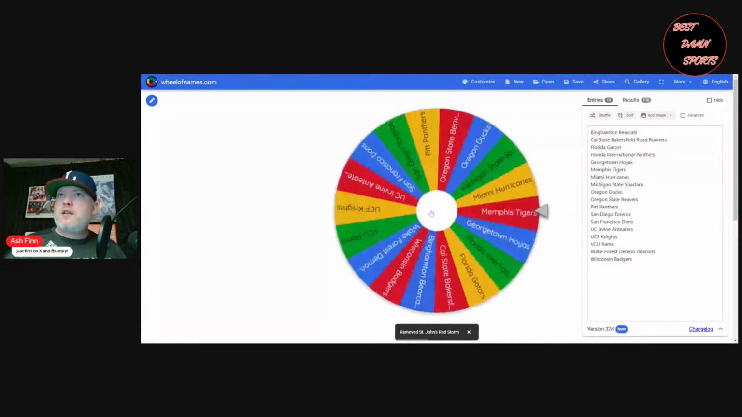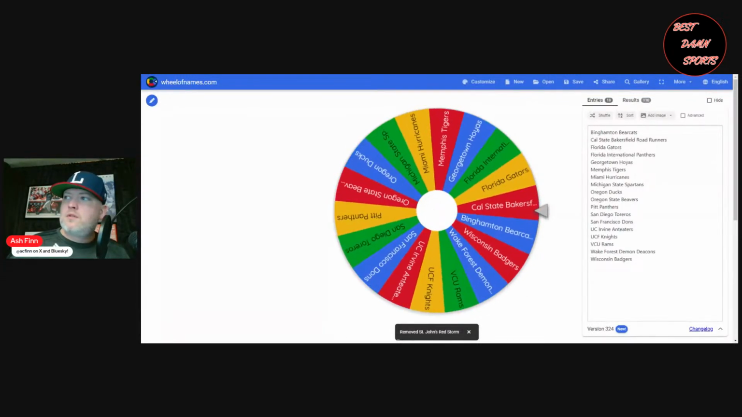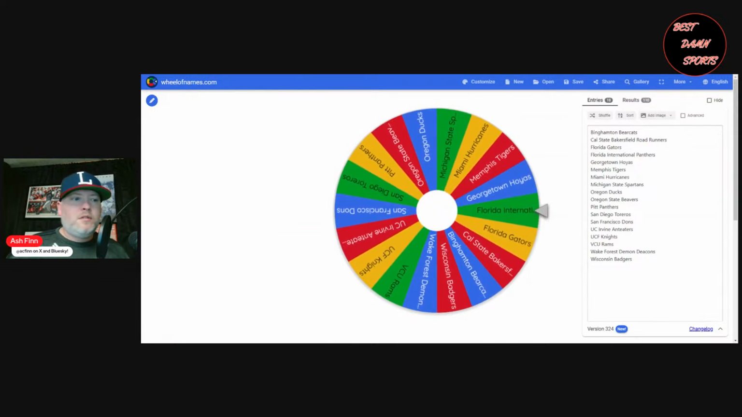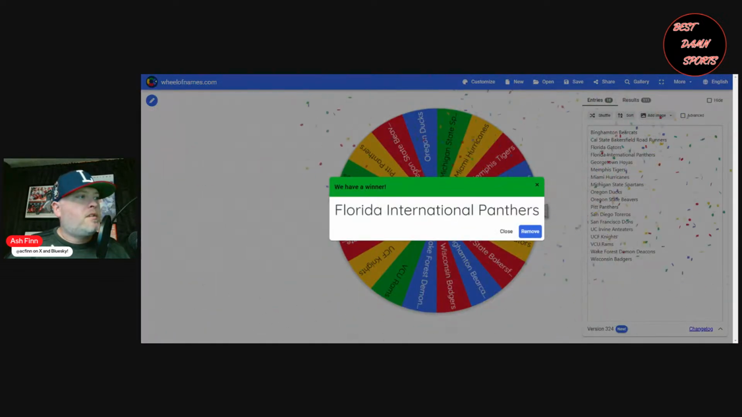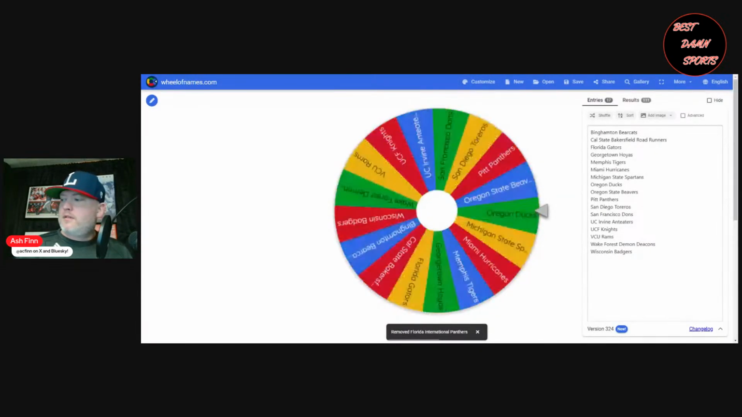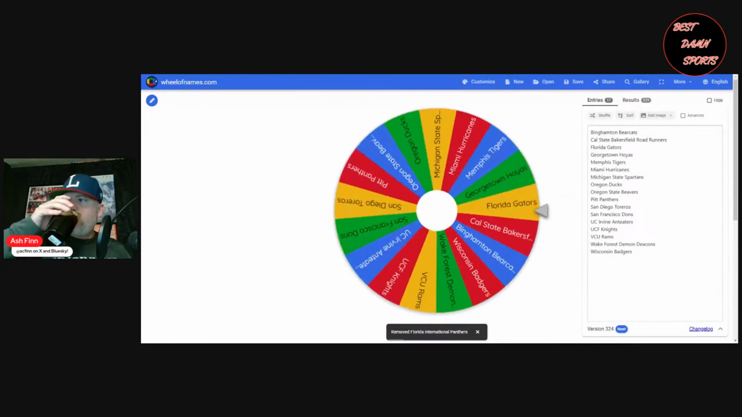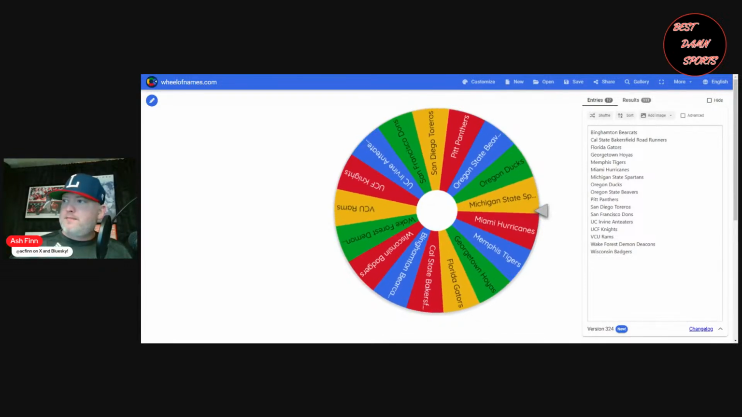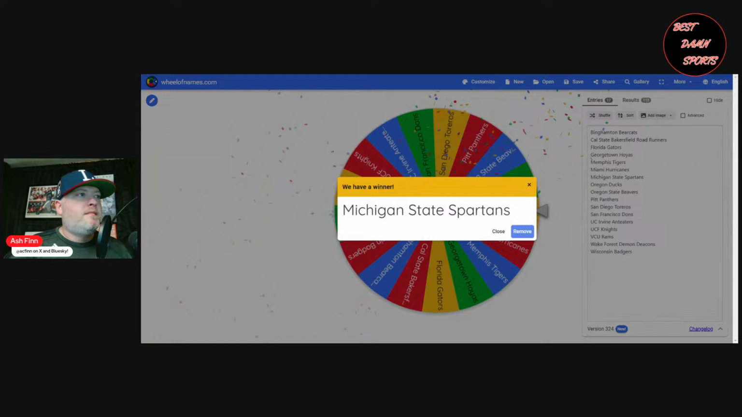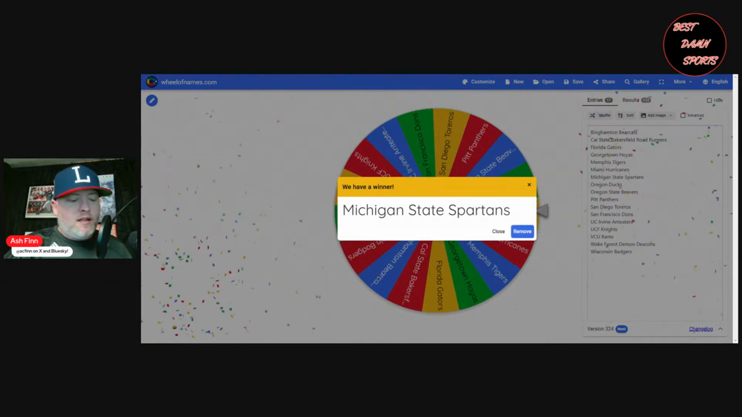And spinning it around, round and round and round we go. FIU, are they in the American? They are, with their rival FAU. The American Conference has FIU now drafting number 3, the Panthers. The Michigan State Spartans will be drafting in the number 2 position.